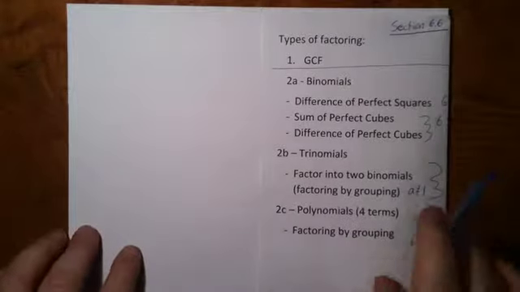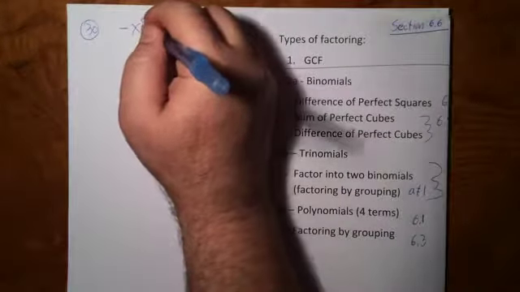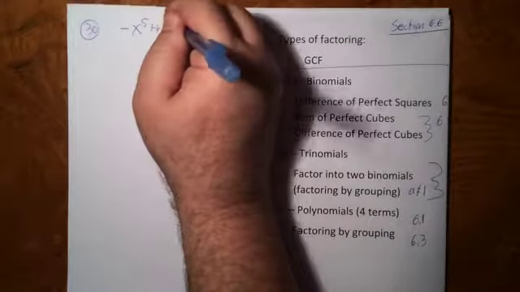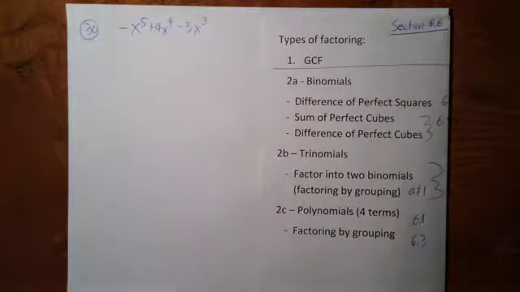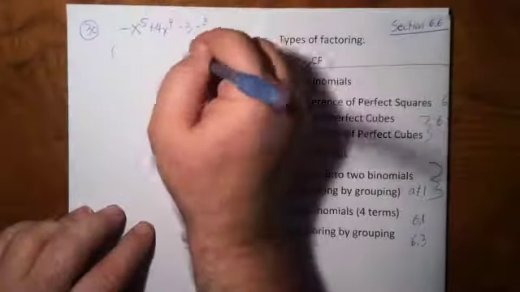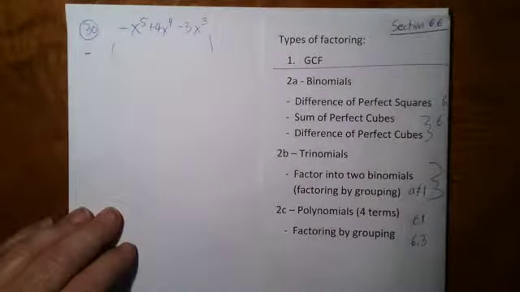Let's take a look at another problem. We're going to take a look at number 30. This is going to be negative x to the 5th plus 4x to the 4th minus 3x to the 3rd. In looking at this question, since we're looking to factor out a greatest common factor, the first thing we should recognize is that the first thing that has to be factored out has to be a negative. Because the first term begins with a negative, we need to factor a negative out of this first.